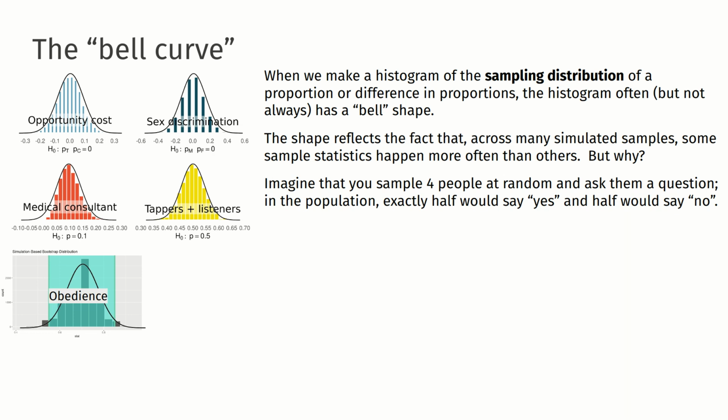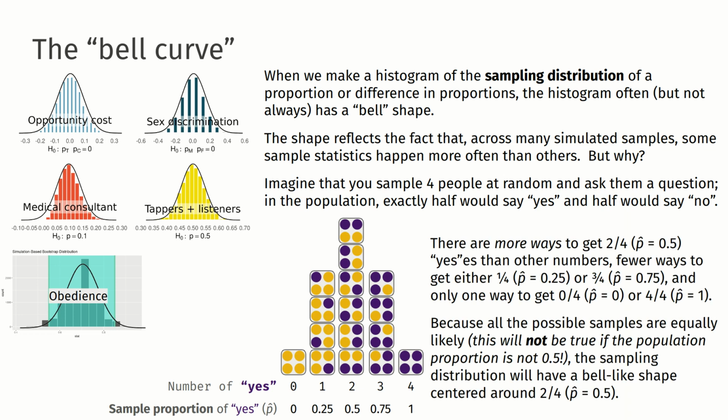So let's imagine that we sample 4 people at random and ask them a question. And this is a simple yes or no question. And in the population, let's say that exactly half of those people would say yes and half would say no. So if that's the case, what we can do is imagine, say, sitting those 4 people down at a table, represented here by these little gray squares, and figuring out, well, okay, how many different arrangements of those people would result in different numbers of yes responses, and therefore different proportions of yes responses.